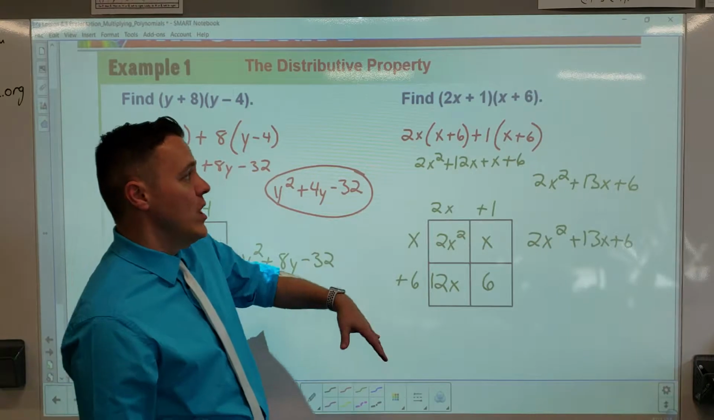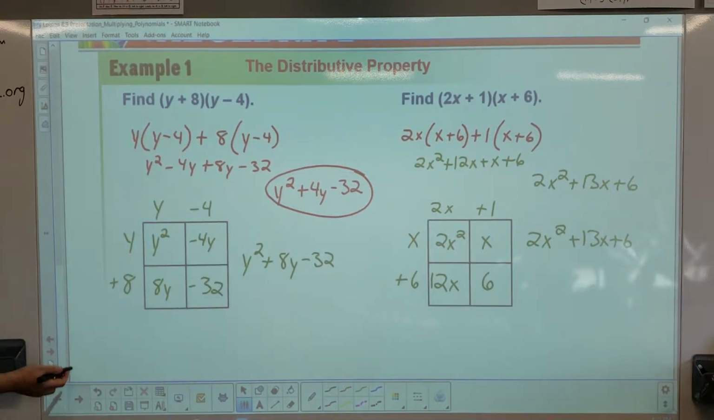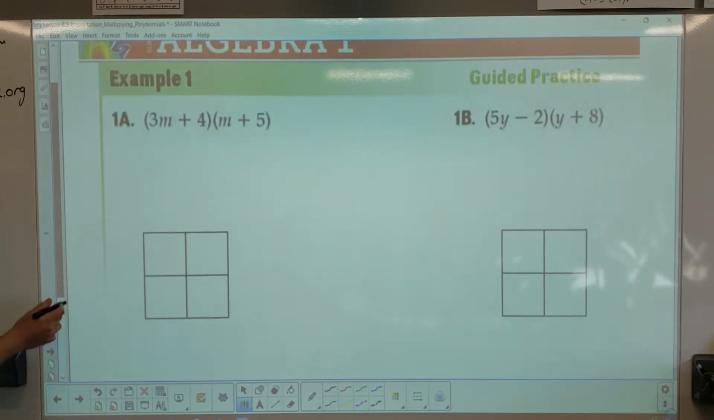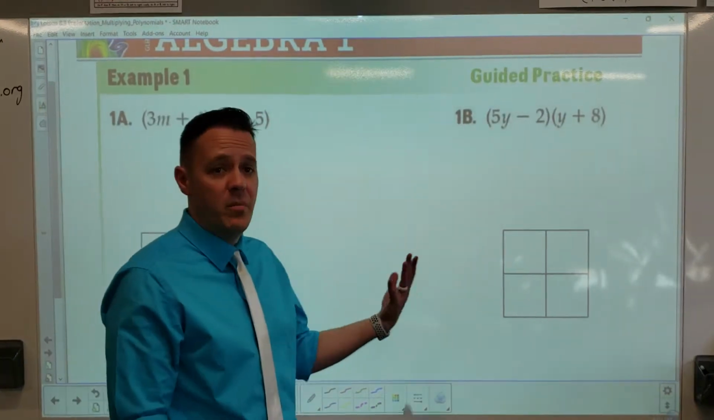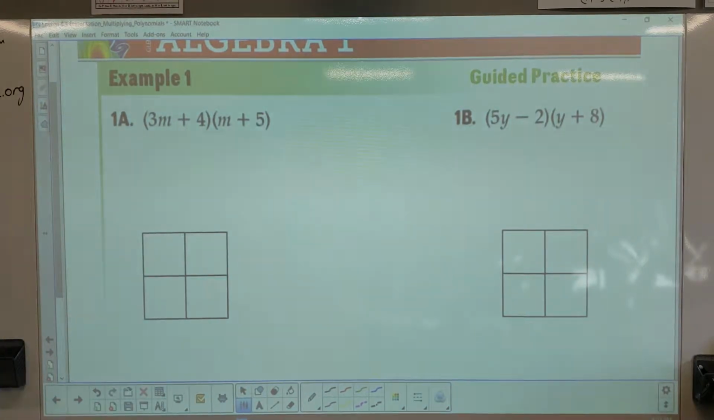Now, how you like to do it, I'm going to show you a third method in a second here, is up to you. First off, what I want you to do, you don't have to do both, but if you want to do the box method, you can, or if you want to just do the distribution method, you can as well. All right, so I'll show you both.